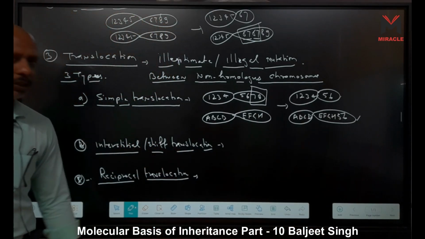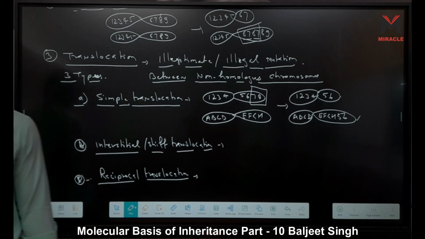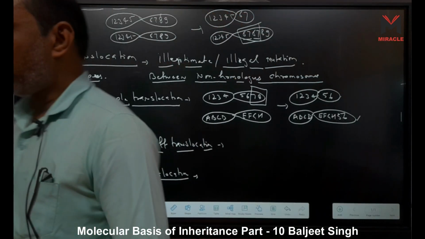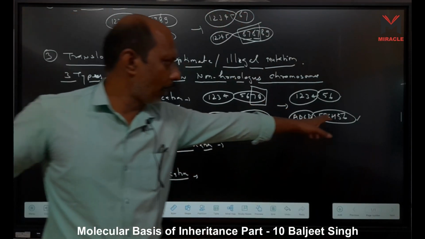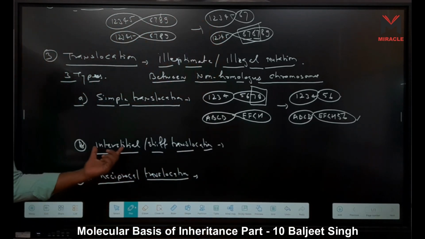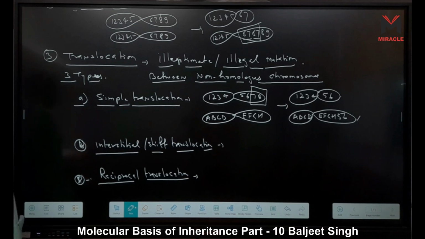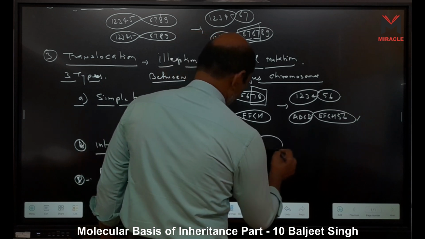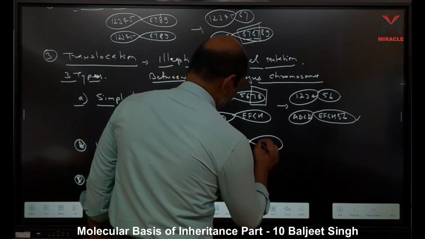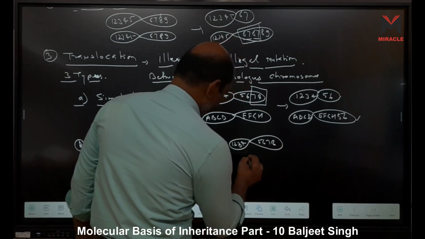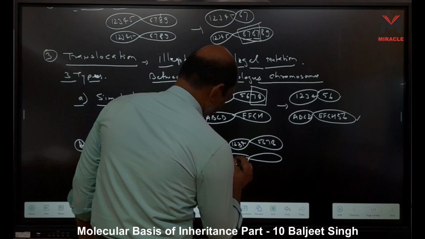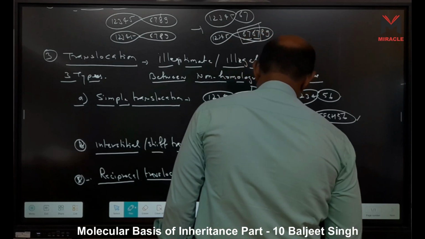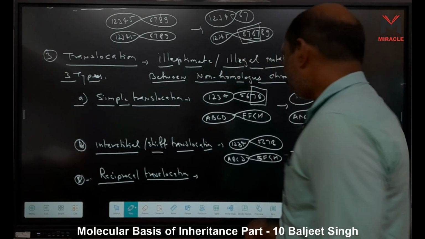Second one is interstitial or shift translocation. Interstitial means it is not at the terminal side, but in between. Same is there, but it occurs in between rather than at the terminal side. That's why it is called interstitial, right? You can see here the same thing: 1, 2, 3, 4, and this side 5, 6, 7, 8. Another chromosome is A, B, C, D, E, F, G, H. Then when they exchange, the same thing is there.